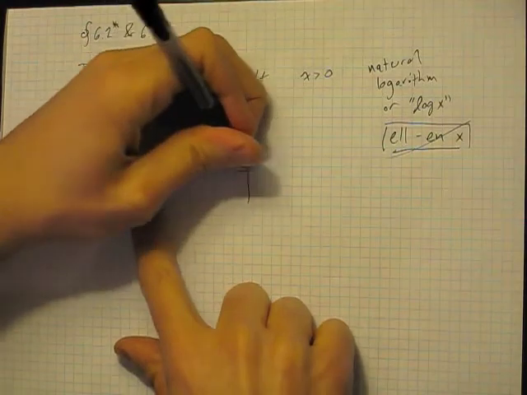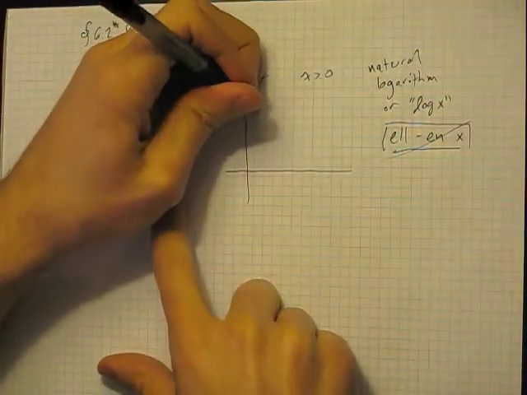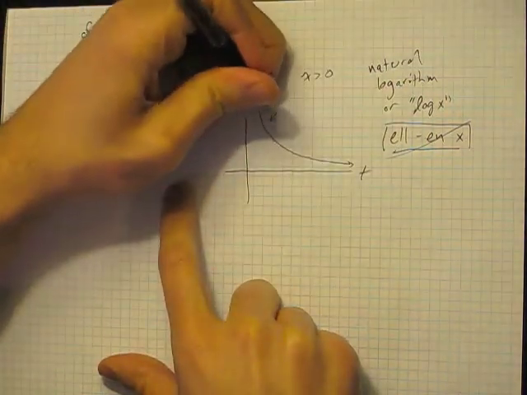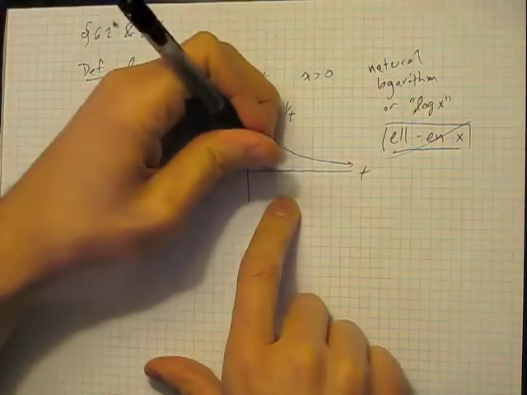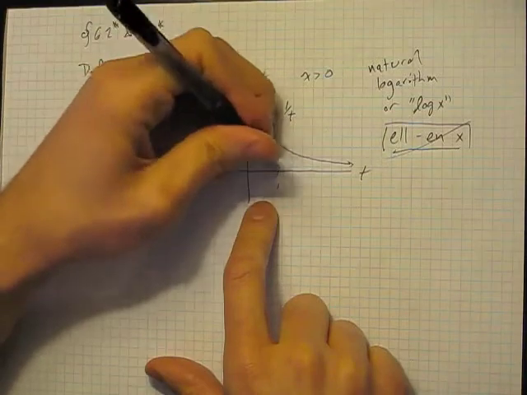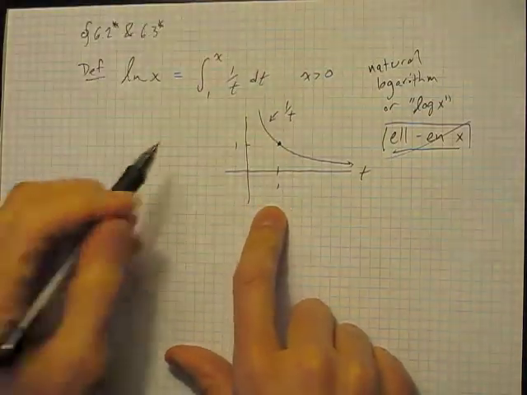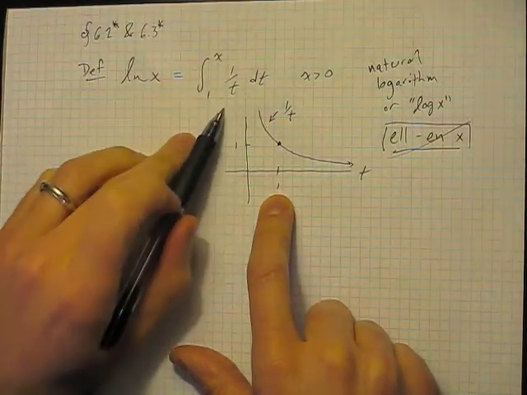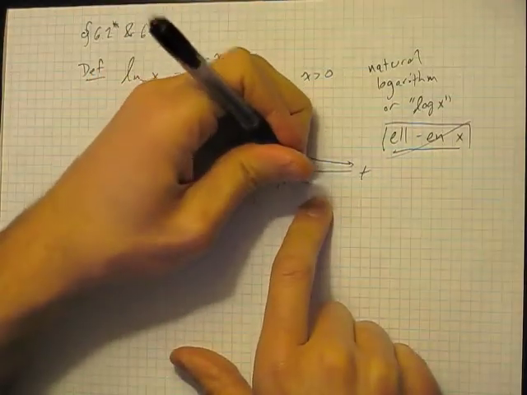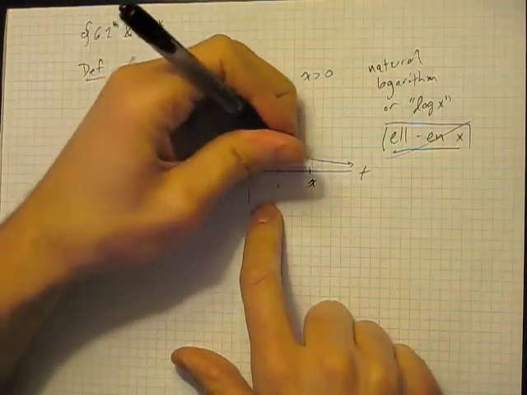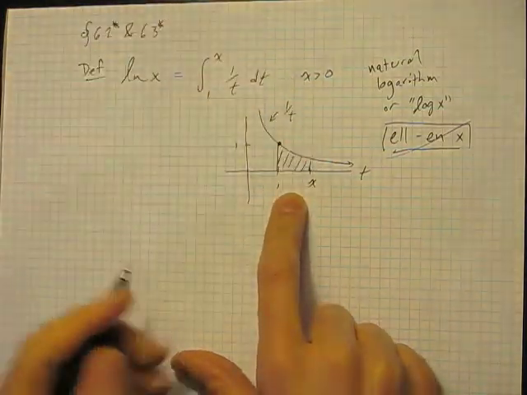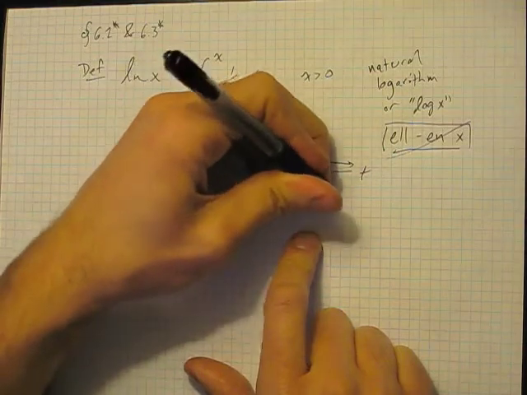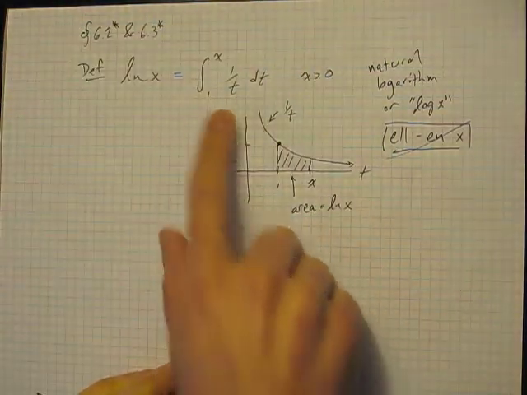So what is this? It's defined by an integral. Here's what the graph of 1 over t looks like. Okay, so this is t. This is 1 over t. Here's the point 1. Of course, that goes up to 1 on the y-axis. So this is the area from 1 to x under this graph. Okay, so right there, that area is log x. Okay, this is the definition.